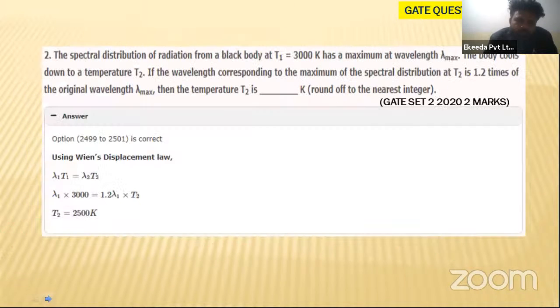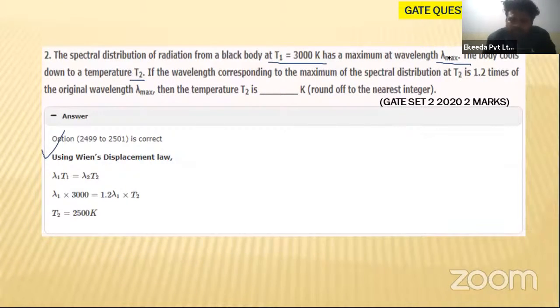So if you see the third question now, let us see. This is the third question, and this is a simple one. We have done this kind of question, so that's why I have just given the answer also. The spectral distribution of radiation from a black body at temperature T1 equal to 3000 Kelvin has a maximum at wavelength lambda max. The body cools down to a temperature T2.